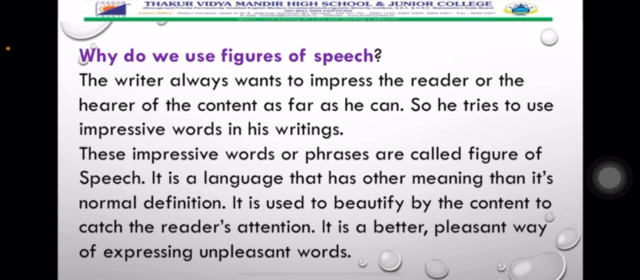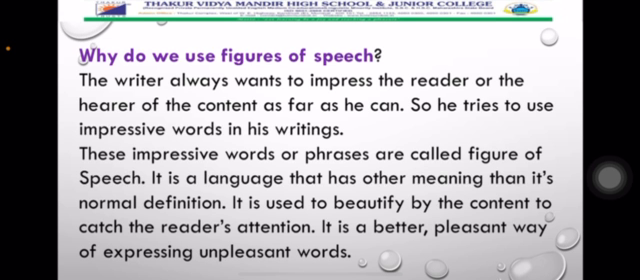It is a language that has other meaning than its normal definition. It is used to beautify the content to catch the reader's attention. In other words, we can say it is a better, pleasant way of expressing unpleasant ideas.